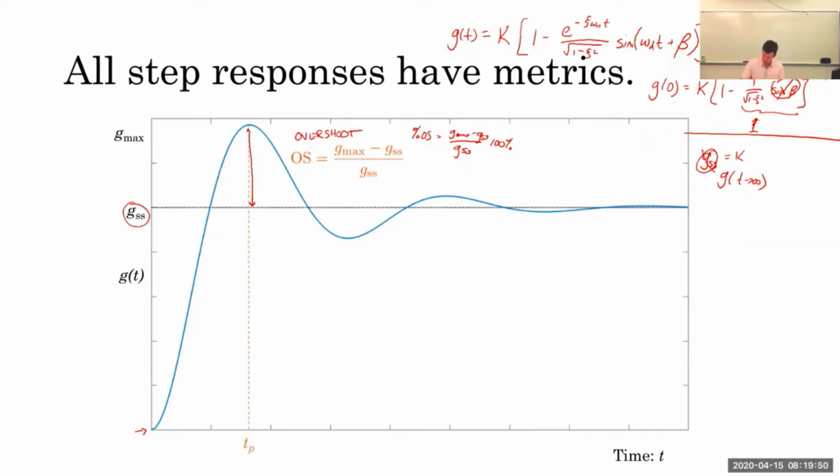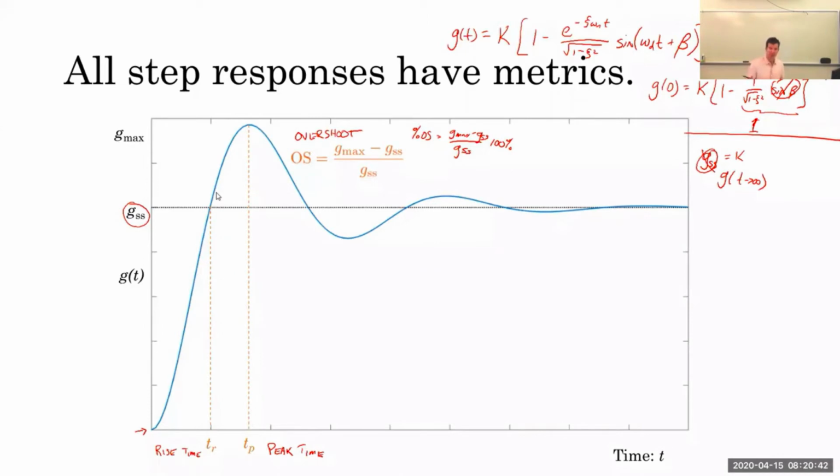Another metric that is relevant is called the peak time. It's pretty self-explanatory. It's the time when the response peaks. The idea here is that a fast system will have a small peak time, and then it will get on with its business. Something else you might want to measure is called the rise time. And again, this is the time it takes the system to first rise to its steady state value. Again, faster systems have smaller rise times.